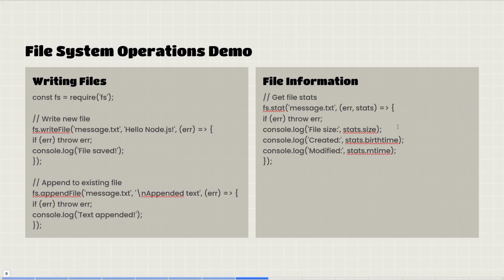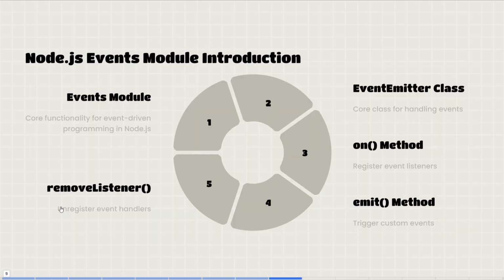This slide represents typical real-world file operations. Writing files is commonly used for logging, saving user data or configuration files. Appending data is useful when we want to add logs or updates without deleting previous content. Gathering file information such as file size, creation time, and modification time helps in file monitoring and system audits.